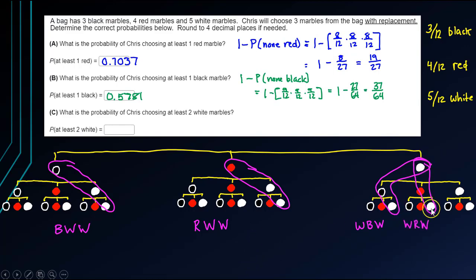I could do a white, red, white. Or I could do a white, white, black. Or I could have a white, white, red. Or I could have all 3 being white. These are the outcome situations where I have 2 or more white marbles. What I've got to do is figure out what the probability of each one of these is.